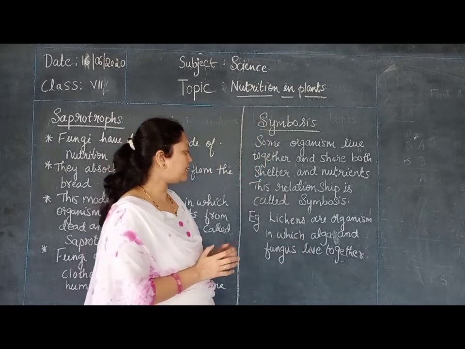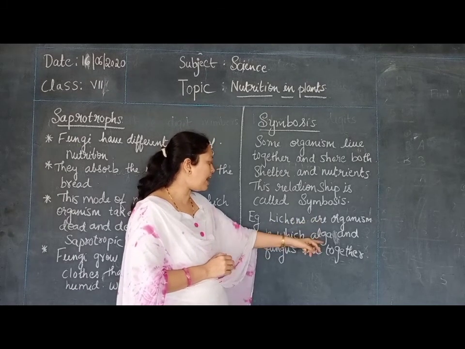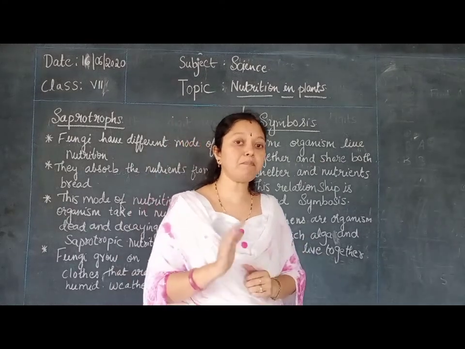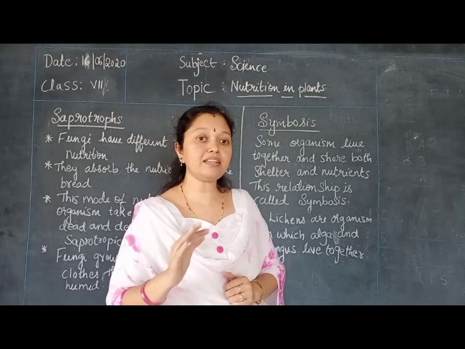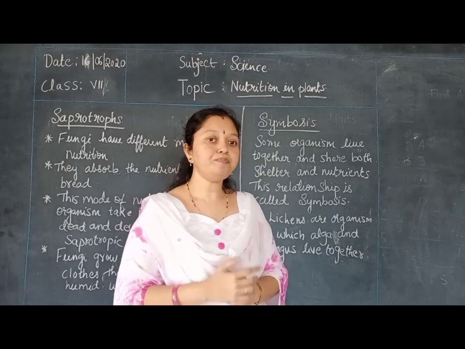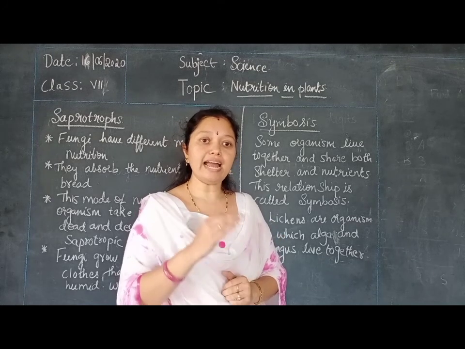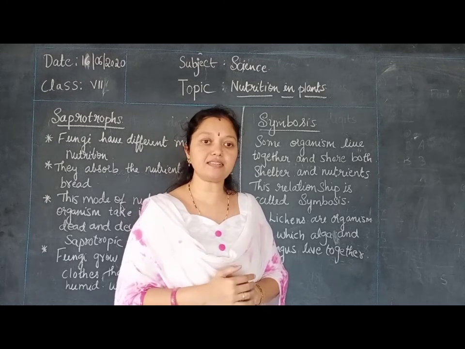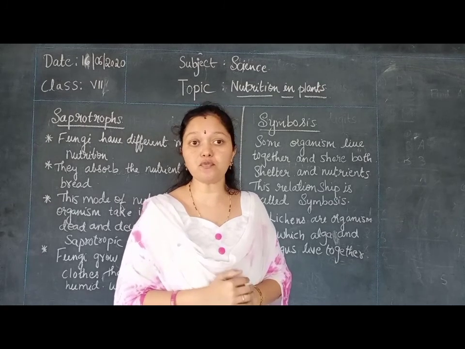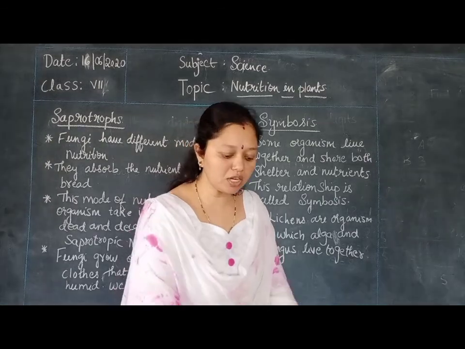The example I took here is lichens. Lichens are organisms in which alga and fungus live together. In the rainy season, or near a pond, you see a green like patchy structure. That is called alga. Alga has autotrophic nutrition because, as it is green in color, it has chlorophyll and prepares its own food by the process we have studied, photosynthesis.